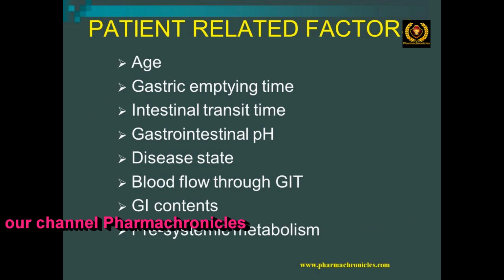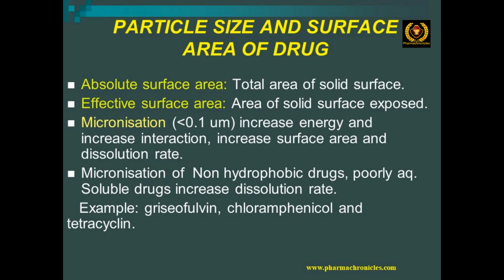Patient-related factors. Age. Gastric emptying time. Intestinal transit time. Gastrointestinal pH. Disease state. Blood flow through GIT. GI contents. Pre-systemic metabolism.